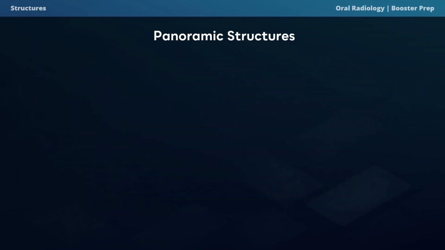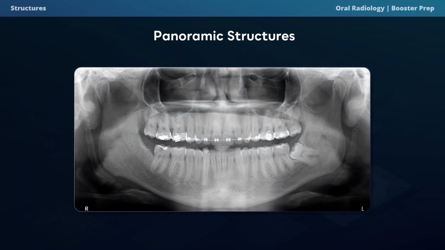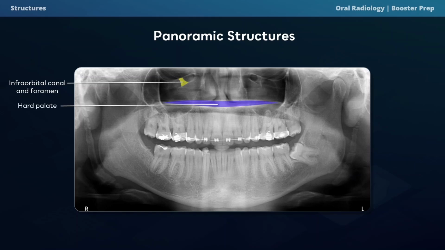Moving along, we have the infraorbital foramen, which is a small radiolucent hole below the orbit, the infraorbital canal that carries the infraorbital nerve and the vessels. Moving along, we have the hard palate, which is the bony roof of the mouth, and it appears as a horizontal radiopaque line. Below is the tongue, which can appear as a faint radiopaque shadow above or behind the maxillary teeth.